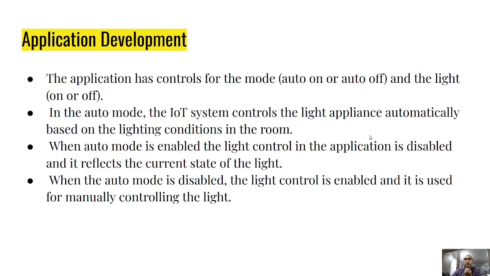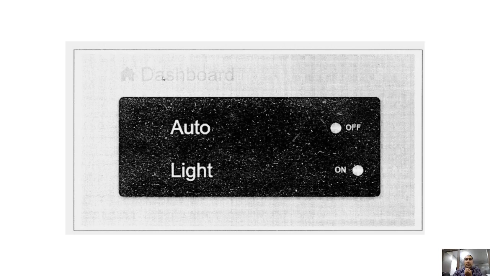So once the hardware has been developed, the next step is the application development, and this is the final step. If we consider the home automation system, the application can have the controls for auto and on and off mode. For example, you can see this. Here is the interface for the web application where we have an auto mode, and once the manual mode has been selected, the light can be turned on and off, and if there is the auto mode, the status of the light can also be read. So this is the final step and the application is developed.